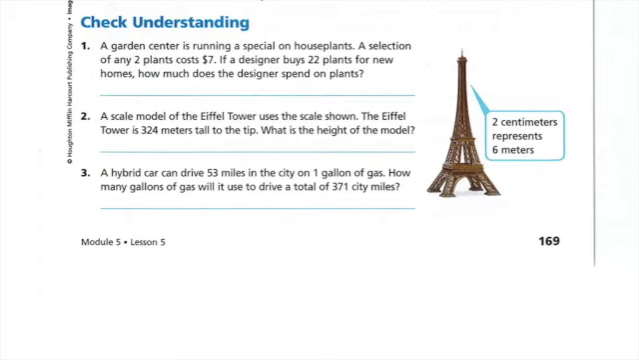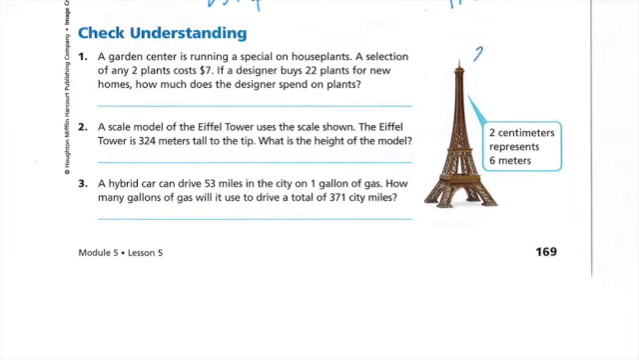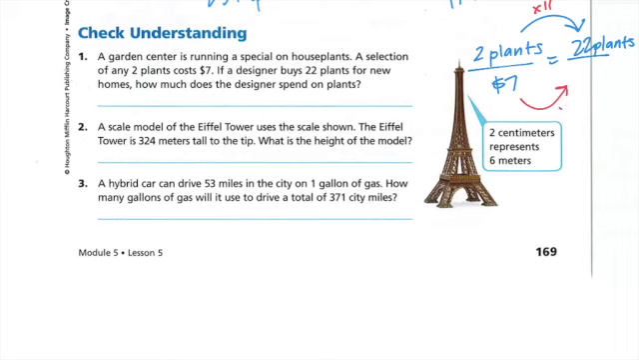Garden Center is running a special on houseplants. A selection of any 2 plants costs $7. If the designer buys 22 plants for a new home, how much does the designer spend? All right, so we said, right here it says two plants is $7, but they want to buy 22 plants. Okay, so we're going to multiply by something. 2 times what is 22? Yeah, 11. So 7 times 11 is, so they're spending $77.